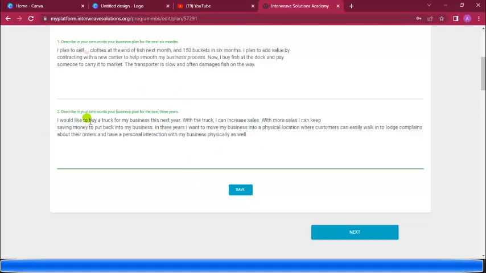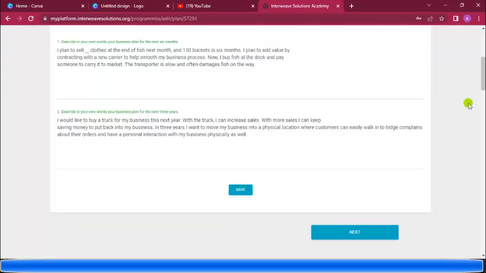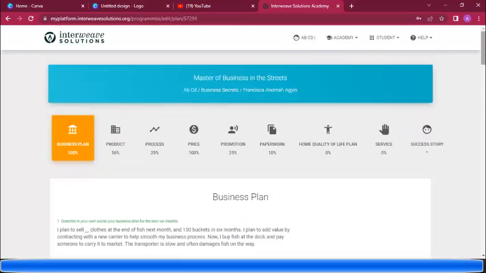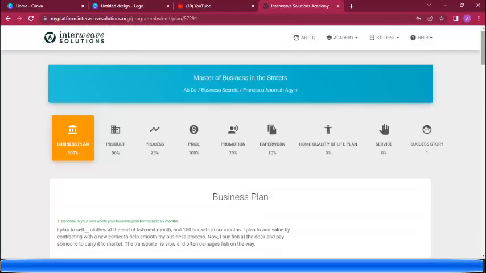So your business plan for the next three years, then you save. When you save, everything that you've typed will be updated. Then you continue. So that's all for a business plan. So, plan for home: how could these questions help to develop your business? These questions here, how will they help to develop your business?